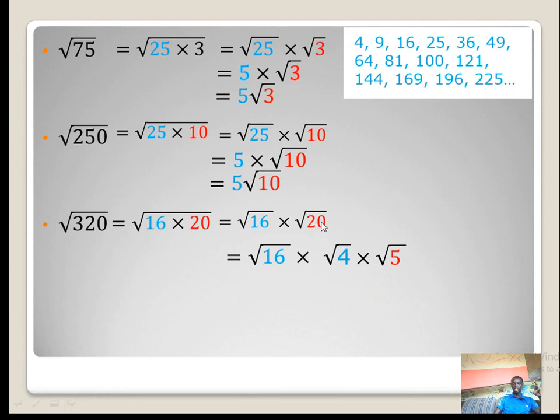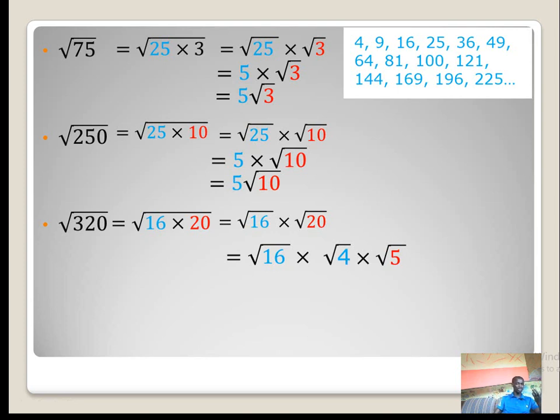This time around, I'm having a number here. After I split the first number into 2, now I'm still having 20 that has a factor among this number. So that is why I'm having 16 multiplied by. Now I'm splitting 20 into 4 and 5, so making root 4 multiplied by root 5. Why? I will still get something tangible. I will still get a whole number from root 4.